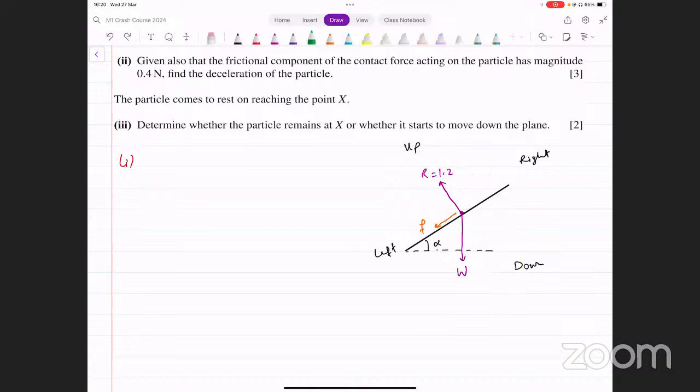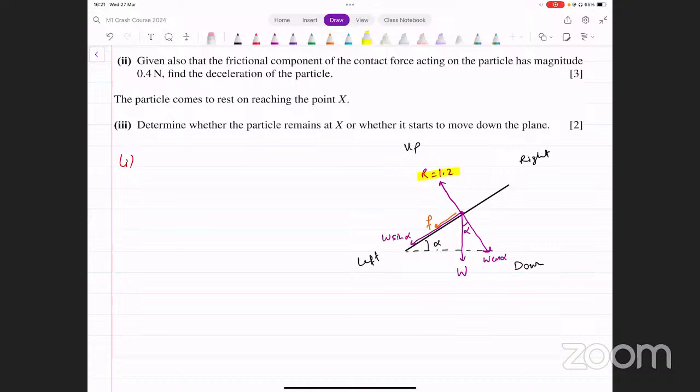How do you do that? Weight will need to be resolved. First of all, weight is acting vertically downwards. What are the components of weight? If this angle is alpha, we can say this angle is also alpha. So we have one component here, which is W cos alpha, and the other component here, that's going to be W sine alpha. So these are all the forces acting on the particle. We've resolved them, W cos alpha and W sine alpha.